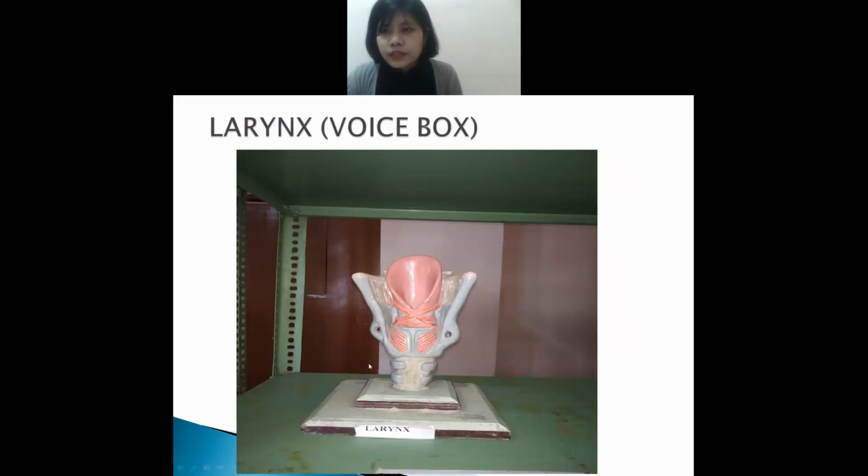Next is the larynx. This is the larynx. It is also known as the voice box. The larynx is responsible during the respiratory system, and plays an important part in it. When you breathe in, what happens? It collects the air inside it. It is also known as the voice box. It is the larynx.